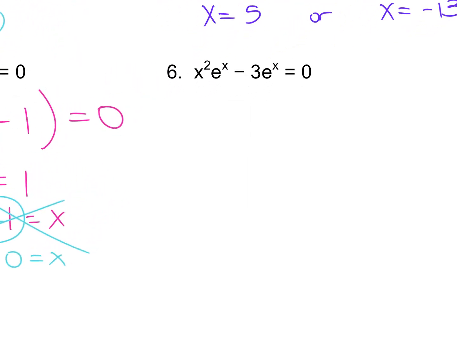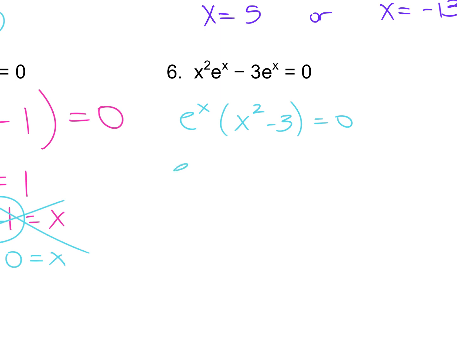In question 6. This one looks very interesting. Yes? Okay? What, in terms of factoring, might stick out to you in this question? What do we always look for? Ooh, I heard someone say it. Common factor, yeah. Yep, this has a greatest common factor. What is the greatest common factor? E to the x. If I pull that out, what am I going to be left with? X squared minus 3.